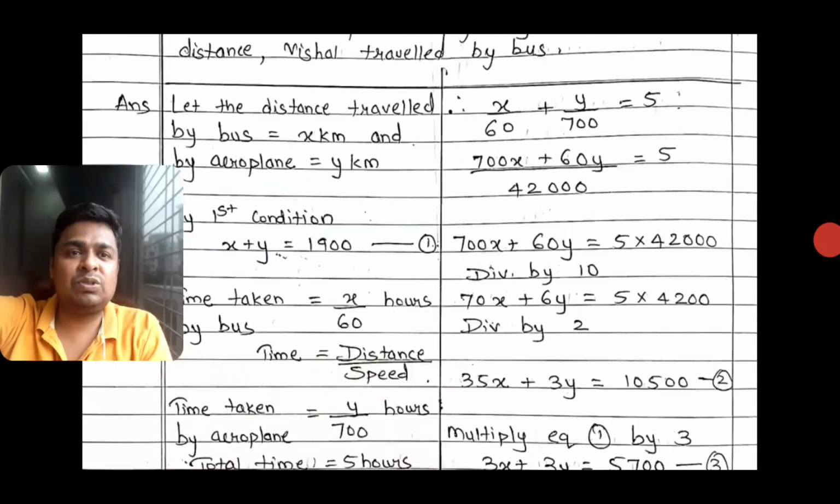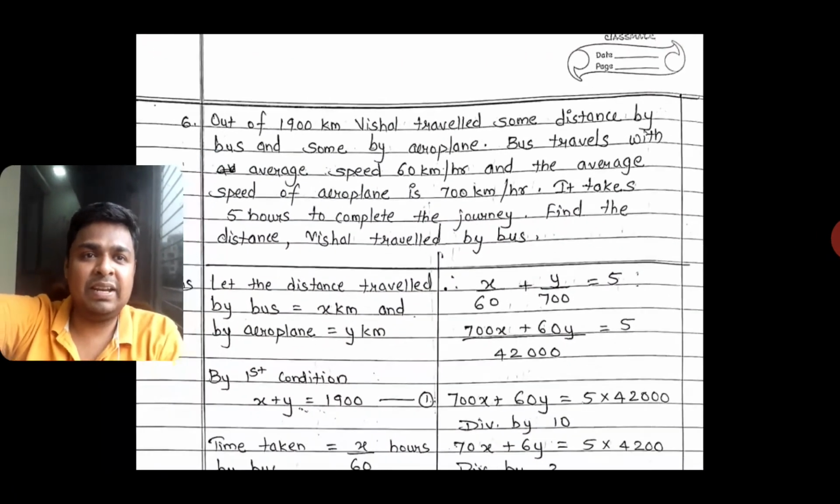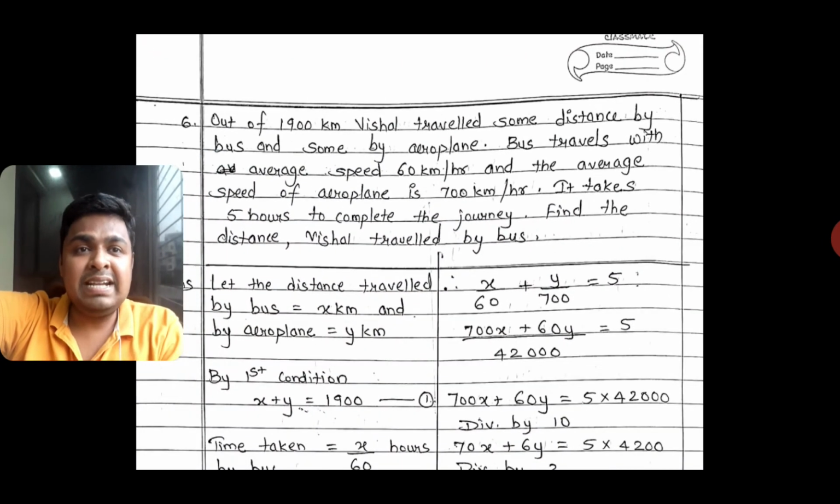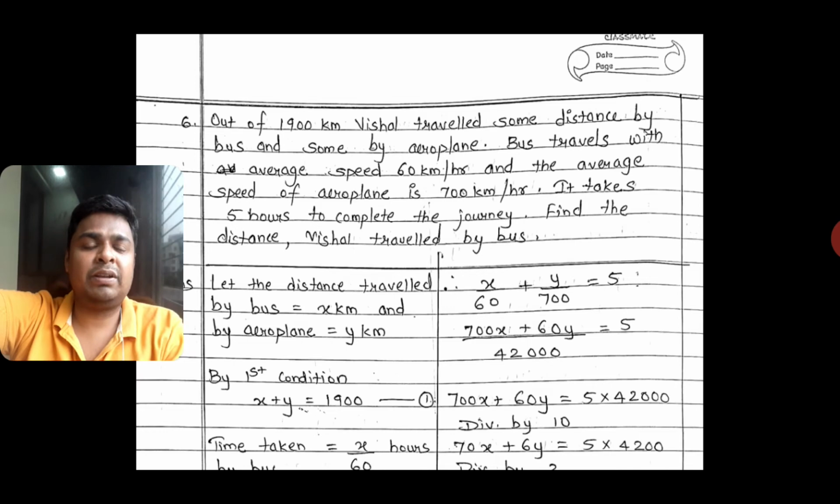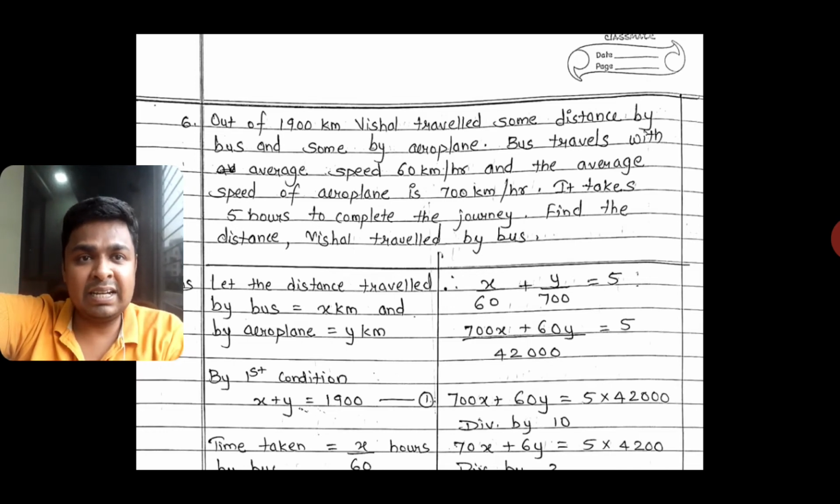Now the last question, that is the sixth one. It's a very interesting question. Out of 1900 kilometers, so the total distance is given to us. Total distance is given as 1900 kilometers. Vishal traveled some distance by bus, so some of the distance he traveled by bus and the remaining by aeroplane.